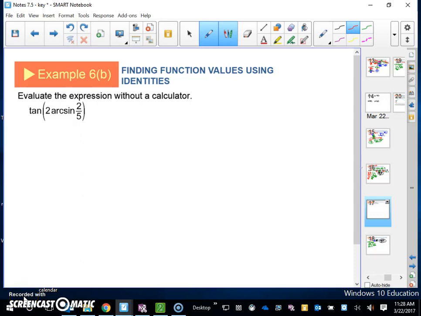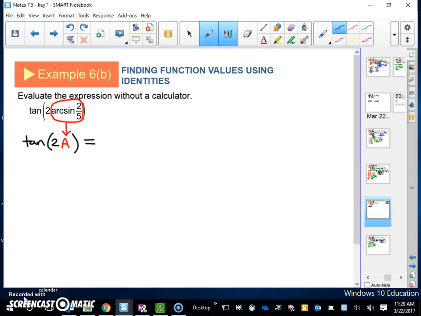Example 6b, we've got tangent of 2 arcsine 2/5. What I want you to realize is this arcsine, this inverse trig function, is an angle. So if you think of that as angle A, then maybe it's a little bit more obvious what's going to happen. We have tangent of 2A, or tangent of 2 times the angle. It's a double angle identity.